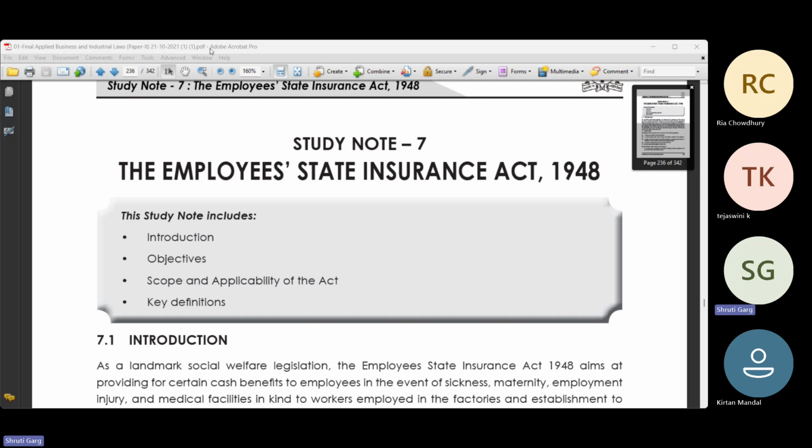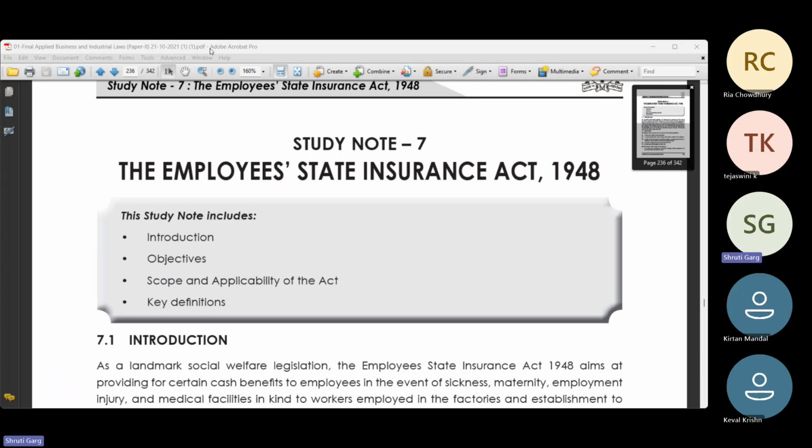So the Employees State Insurance Act is on page number 136. Okay, students, I hope you have all your study material. We did not get a physical copy, ma'am, but we are reading from the link provided in our login. Okay, fine. But please do one thing. Please have a notebook and pen or pencil, right? Yes, ma'am.